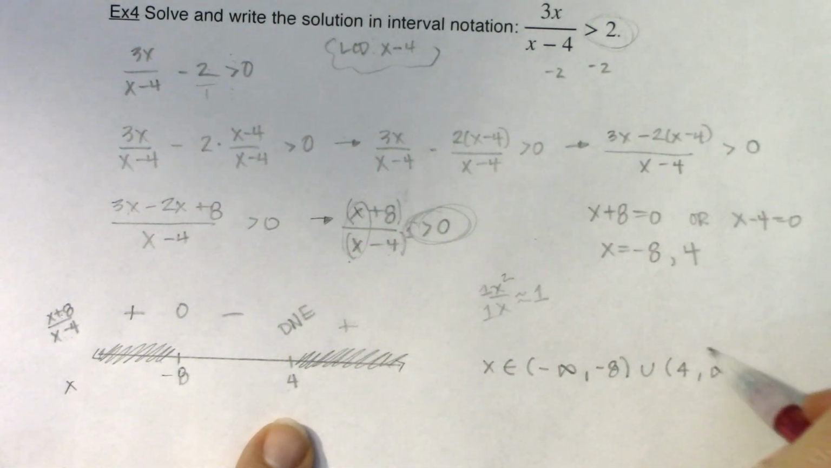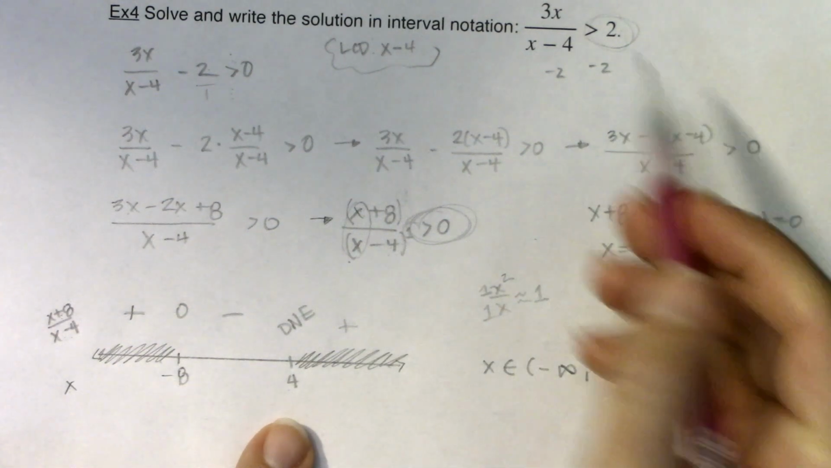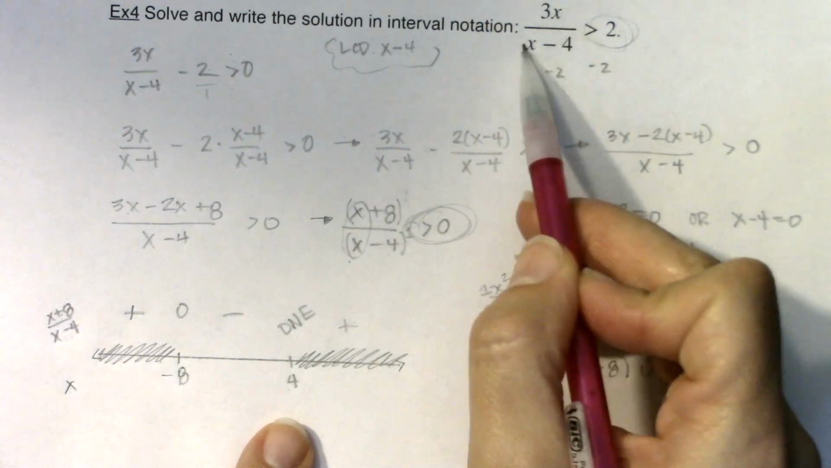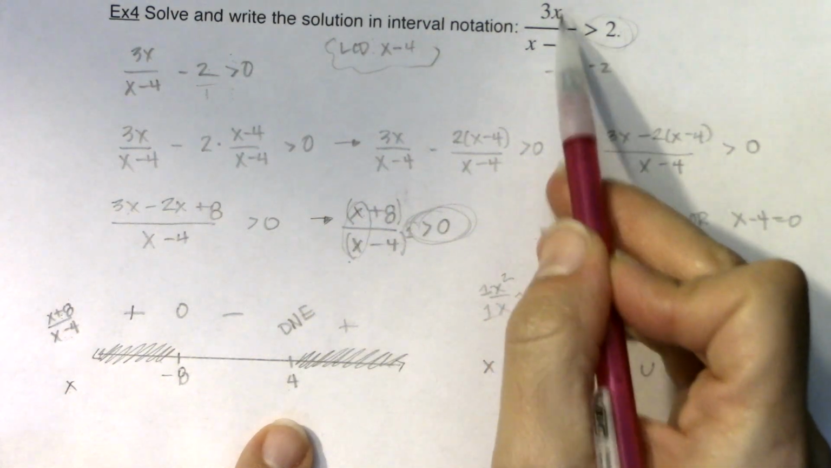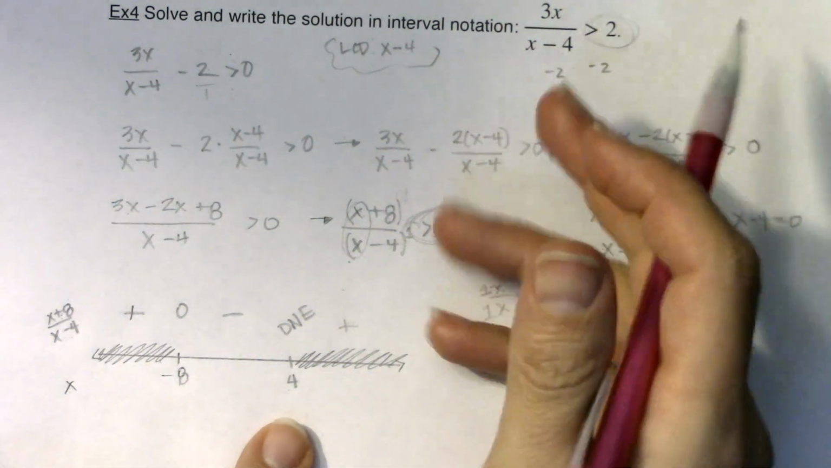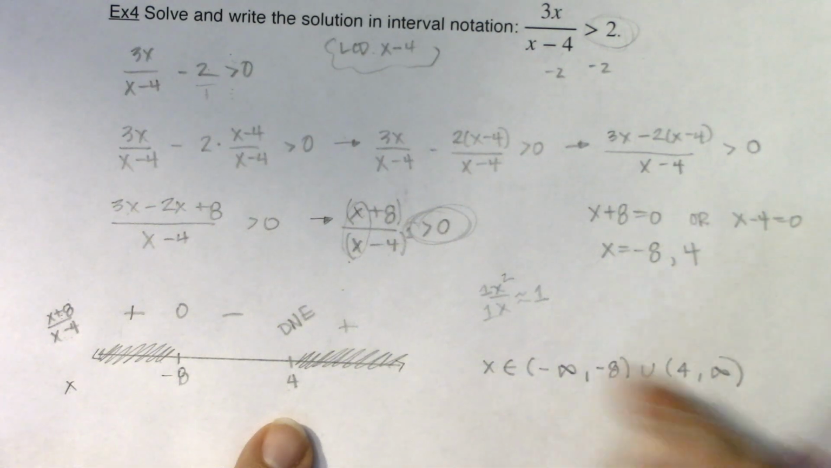And you could always test it. You could pick something like 5. If I plugged 5 in, I would get 15 over 1. And 15 over 1 is greater than 2. So you can always test the actual x value, or your intervals out if you'd like to.